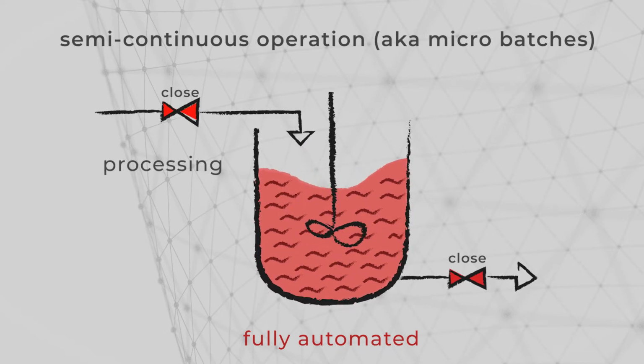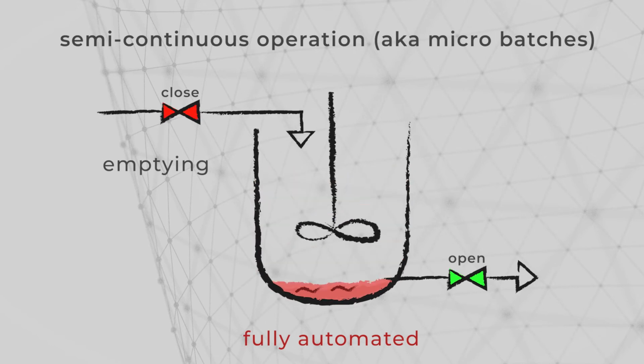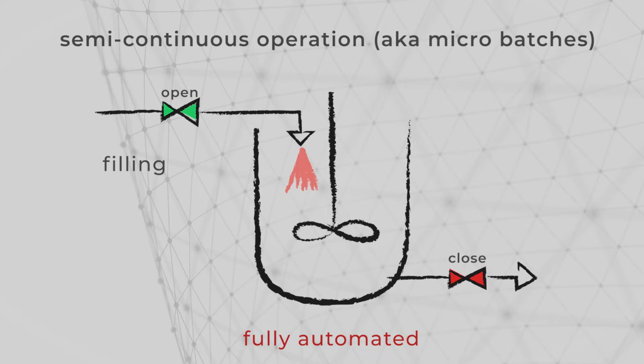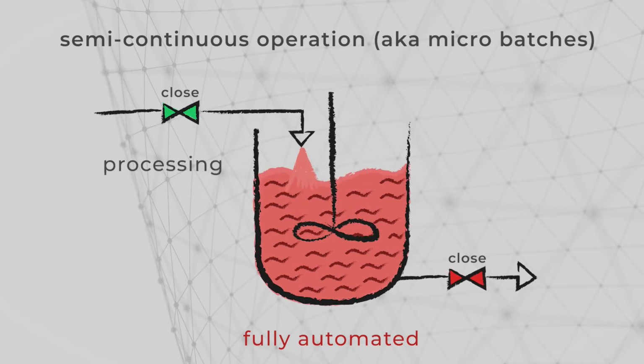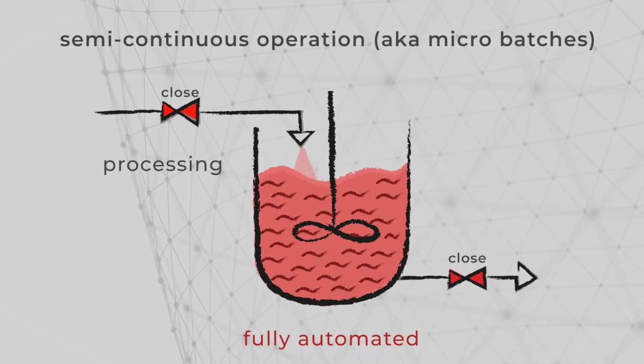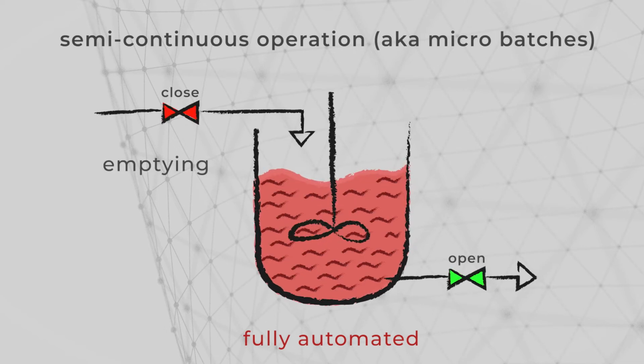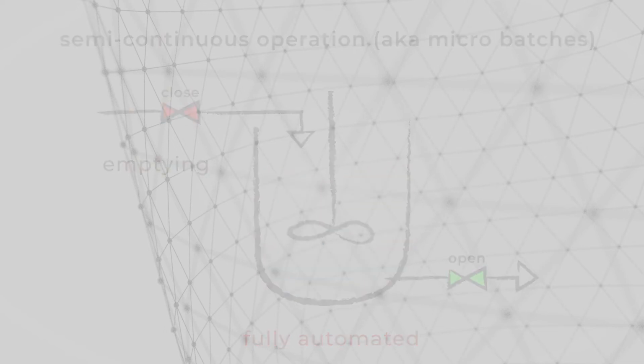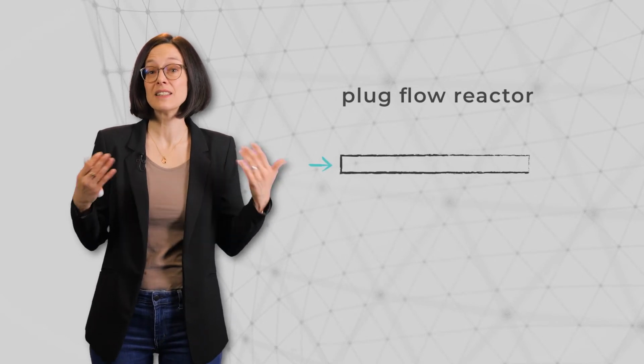Even though it is still a batch process, it is easy to recognize that this has many advantages. You drastically reduce the human interaction, and with that also the risk of exposure of both the product and the operator. With that, I would now like to move to the first truly continuous operation. What I'm showing now is an ideal process.